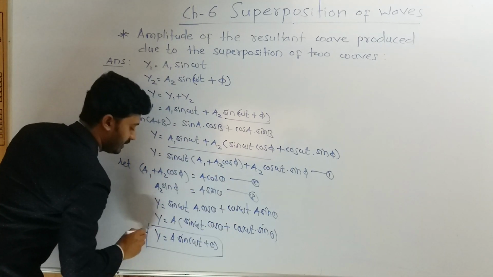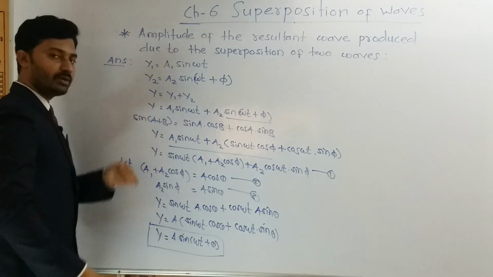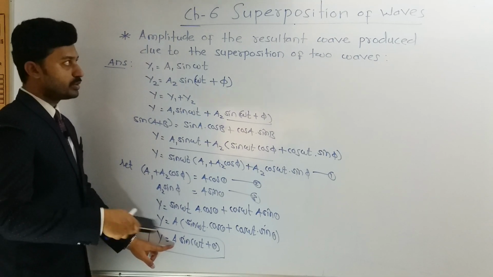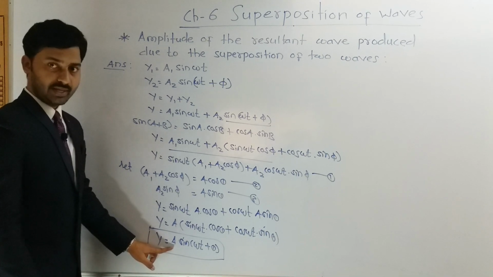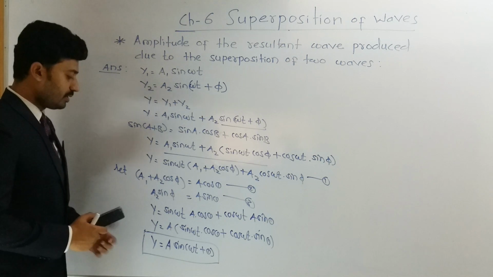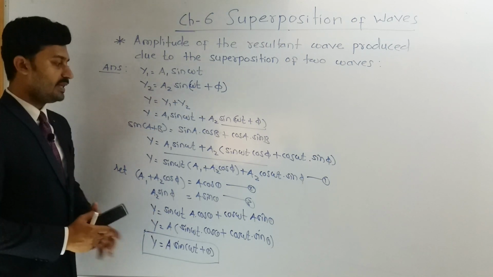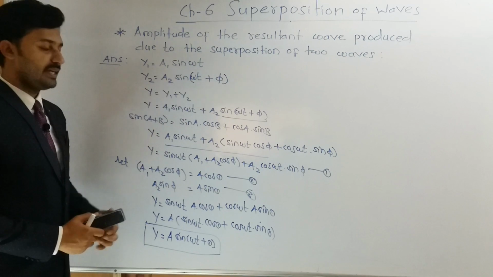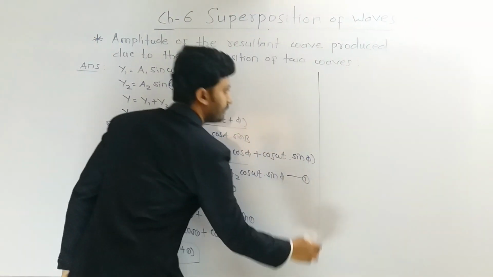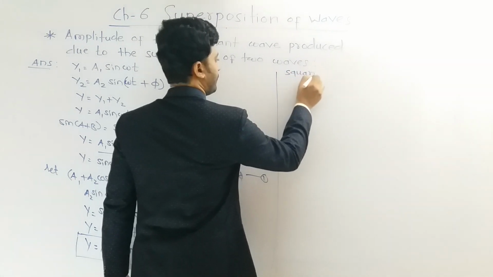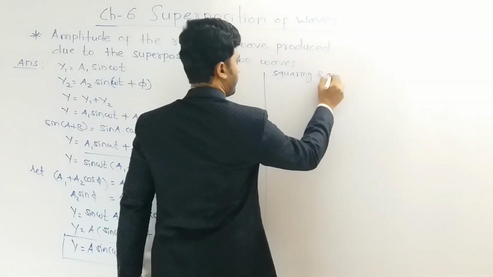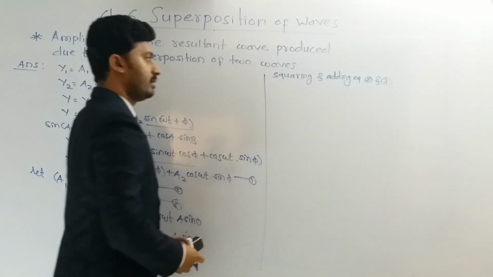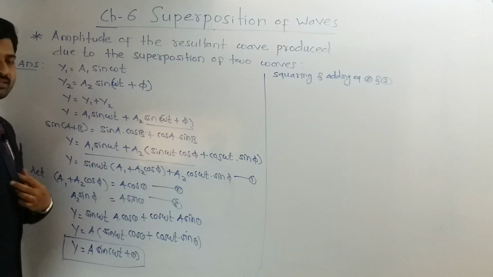Now this is the equation for resultant displacement of the wave, and here A is the resultant amplitude of the wave produced due to superposition of two waves. Okay, here we can find the value of this resultant amplitude with the help of these two equations 2 and 3 by squaring and adding. Now squaring and adding equations 2 and 3, that means we have to square and add both the equations at a time.